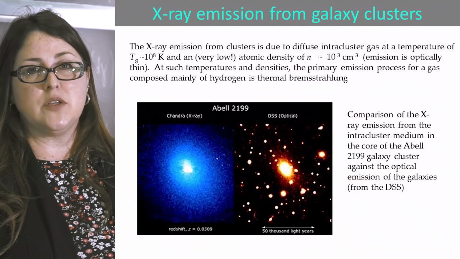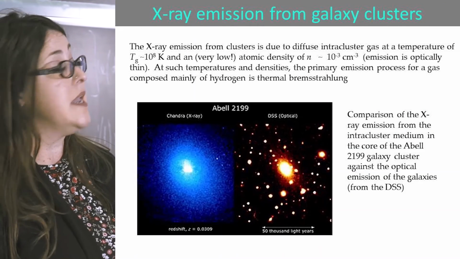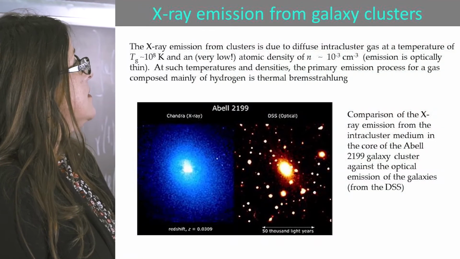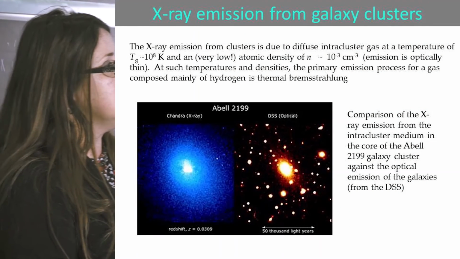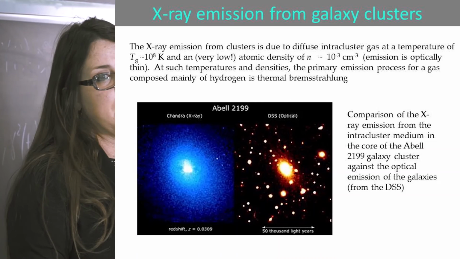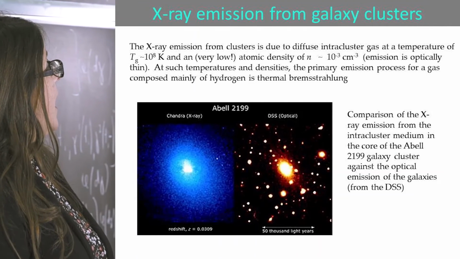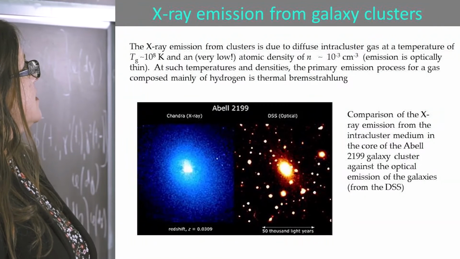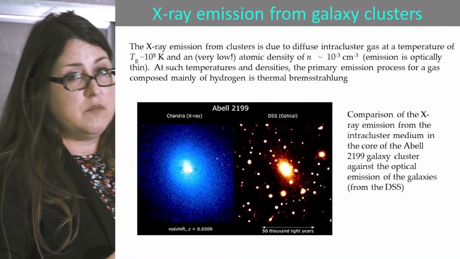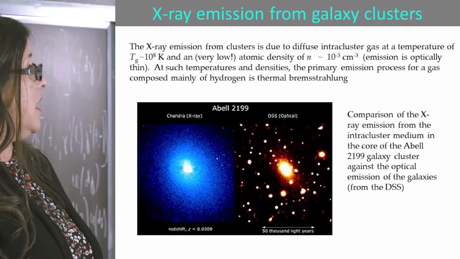Indeed, here the temperature can reach values as high as 10^8 Kelvin, but the atomic density is very low in this case, because we have 10^-3 electrons per cubic centimeter. At such temperatures and at such densities, the primary emission process for this gas is exactly Bremsstrahlung emission.